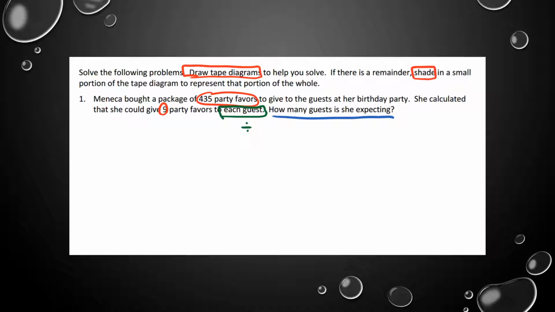There are no other important parts. It doesn't matter the person's name. It doesn't matter that it's a birthday party. It could be any type of party. It doesn't matter that she's giving it to guests. We have all the important pieces, so now we can start to solve.